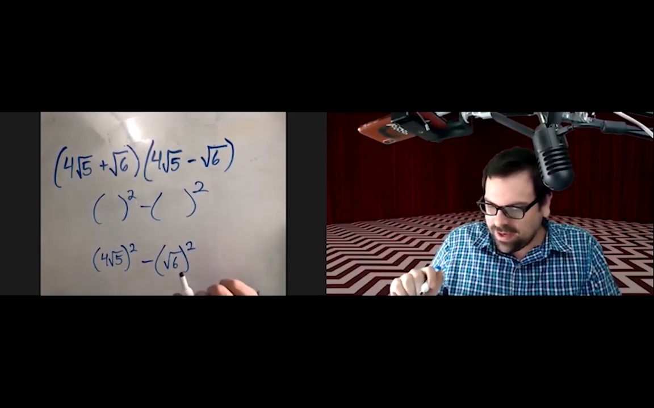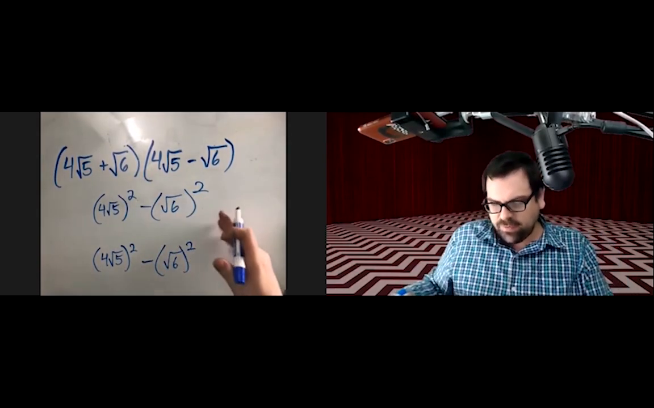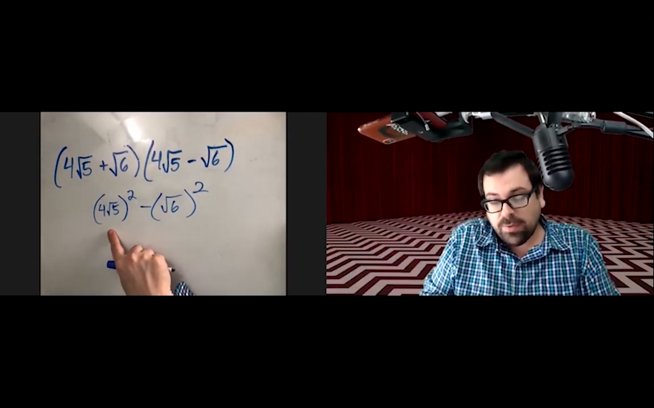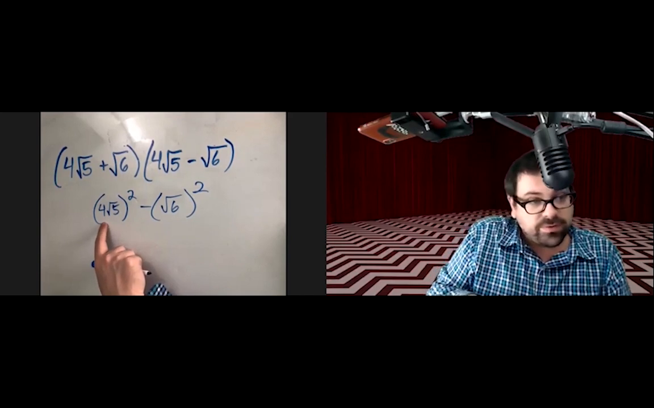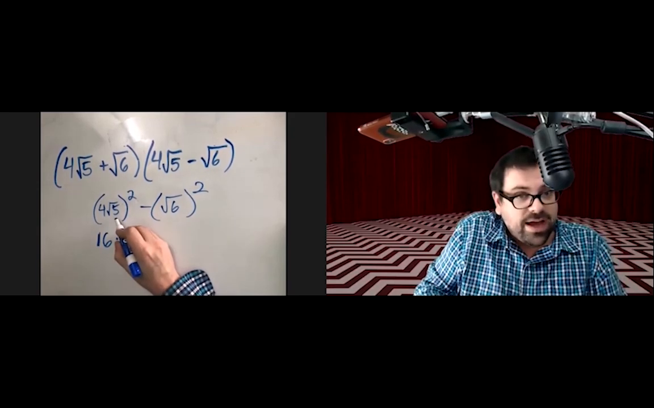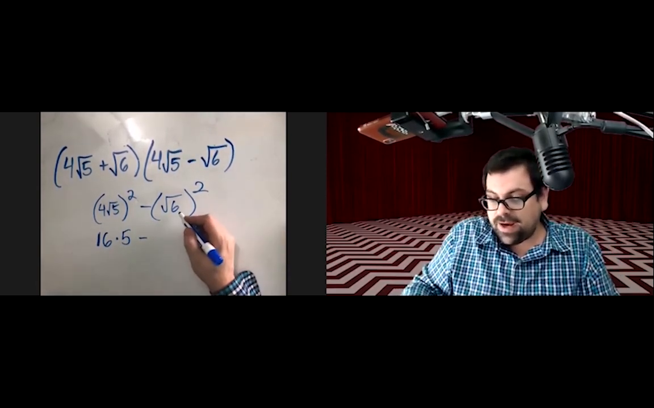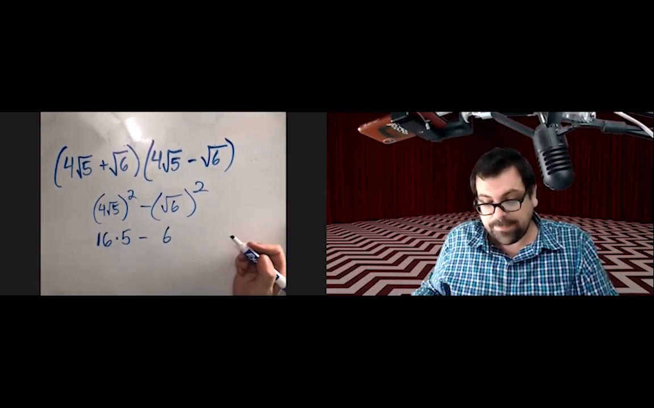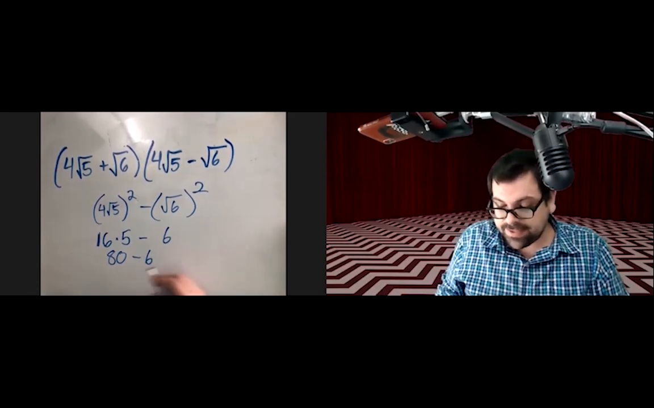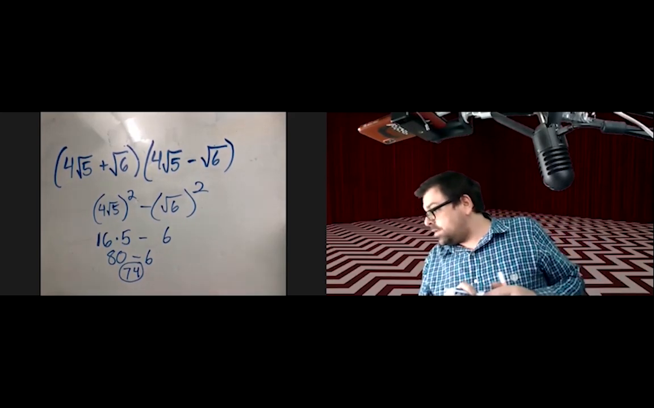Okay. So the first thing, 4 radical 5, the second thing, radical 6. Same thing we got with the foiling. Let's finish that up. Squaring 4 radical 5 would be squaring the 4. 4 times 4 is 16. And then squaring the radical 5. Radical 5 times itself is just 5. Minus. Radical 6 times itself, that's 6. 16 times 5 is 80. 80 minus 6, 74.